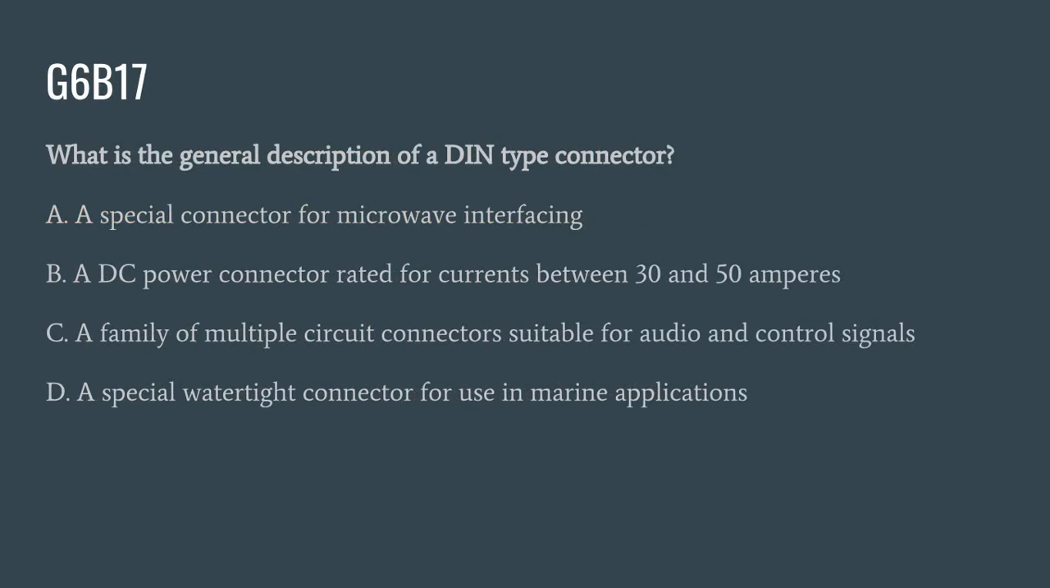G6B17, what is the general description of a DIN type connector? A, a special connector for microwave interfacing. B, a DC power connector rated for currents between 30 and 50 amperes. C, a family of multiple circuit connectors suitable for audio and control signals. Or D, a special watertight connector for use in marine applications. Correct answer is C, a family of multiple circuit connectors suitable for audio and control signals.